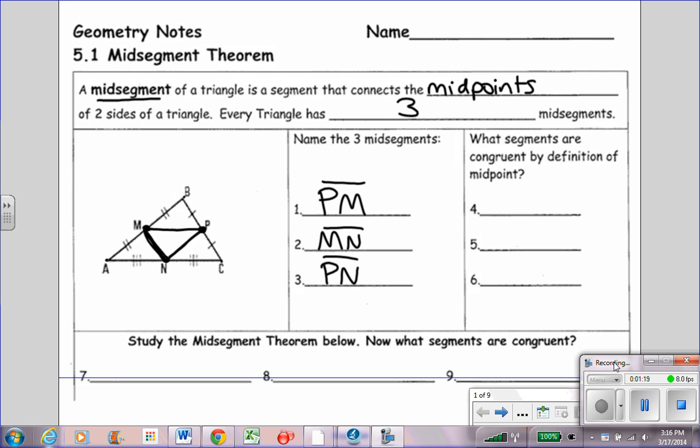So by the definition of midpoint, what segments are congruent? I'm going to erase these. I shouldn't have used black. What is congruent? BP and PC are congruent. And we have AN and NC. And finally, we have AM and MB.